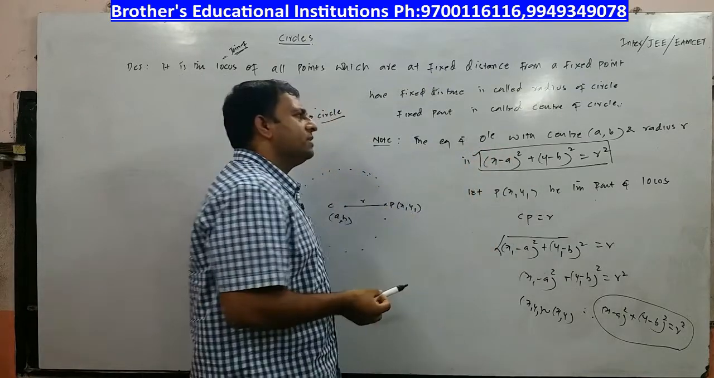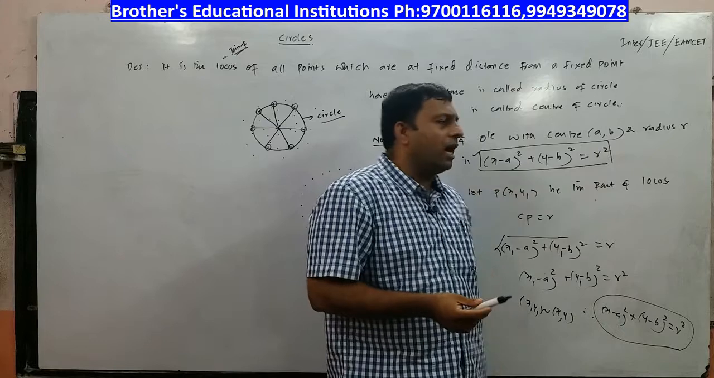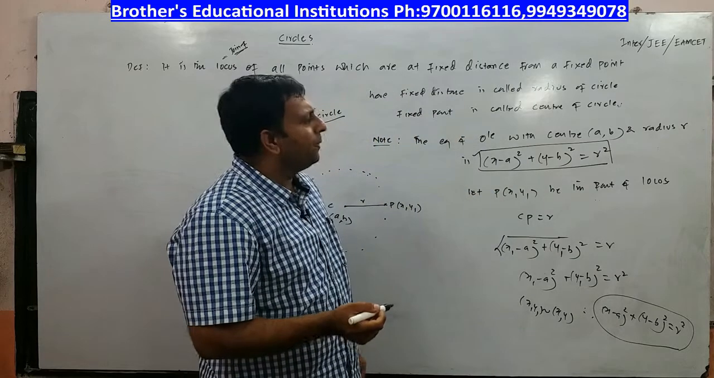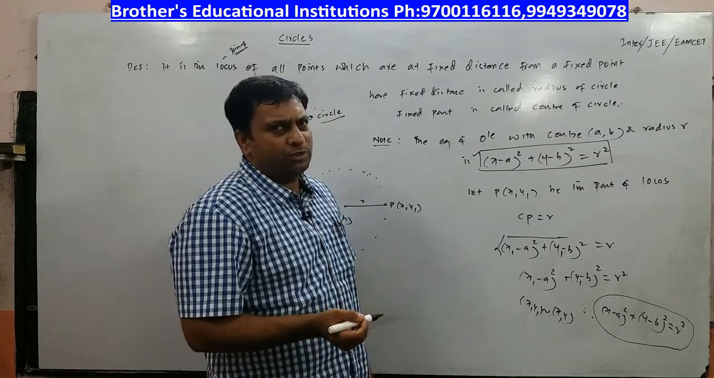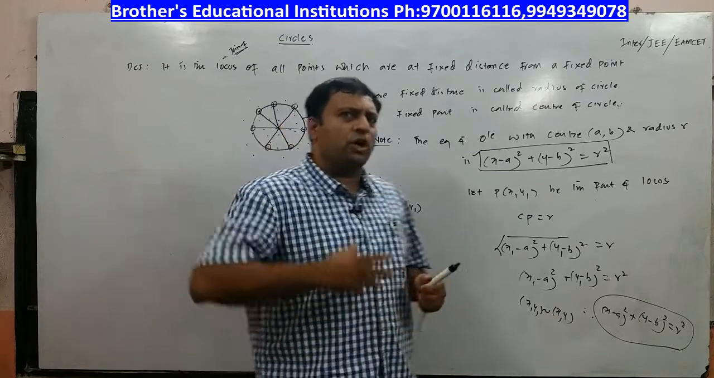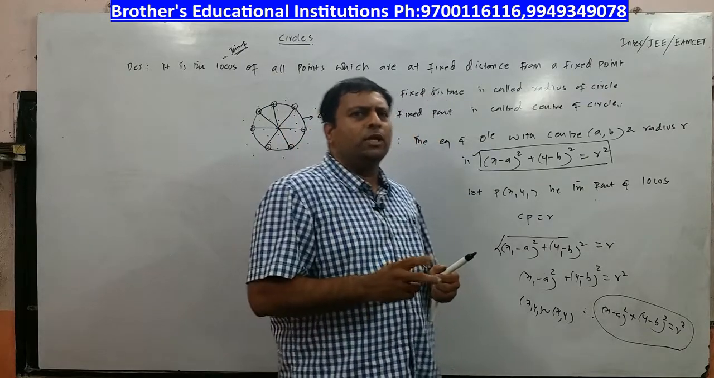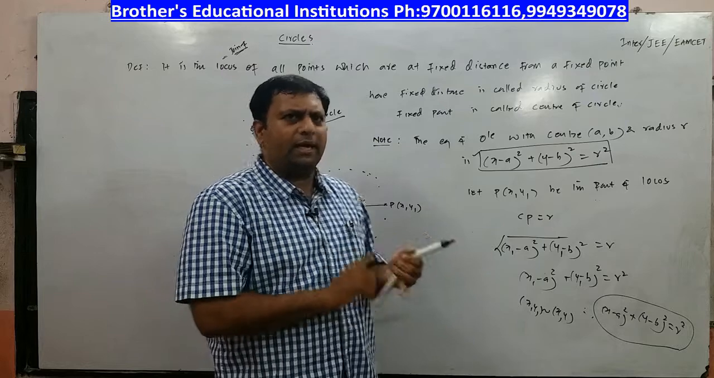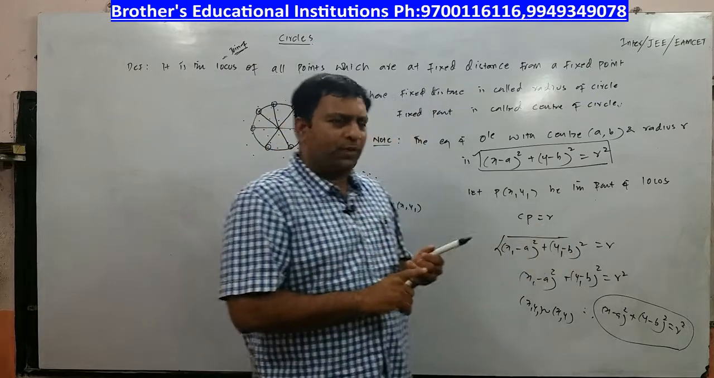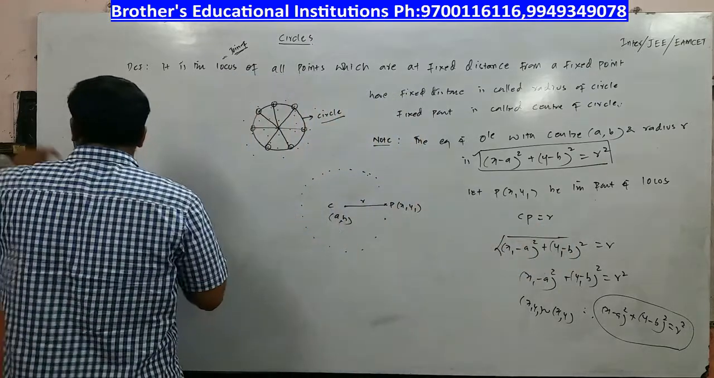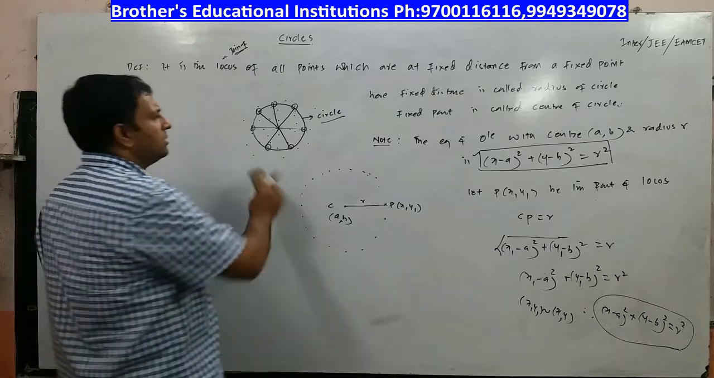So I repeat, when the center is (a, b) and the radius is r, the equation of the circle is (x minus a) whole square plus (y minus b) whole square is equal to r square. In order to find the equation of a circle, you require two things: one is the center and one is the radius. Alright, so let us try to understand a few more things.